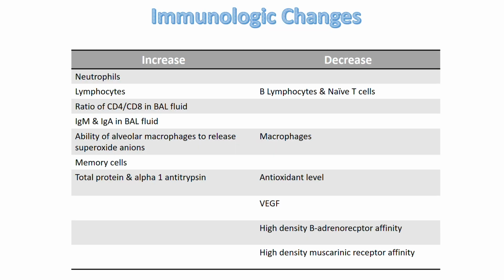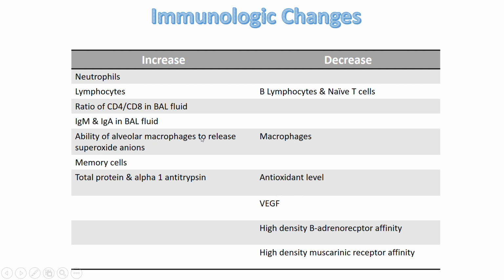What about the immunological changes? The neutrophils number increases, although their function, which is chemotaxis and migration, decreases evidently. Lymphocytes number increases, although B lymphocytes and naive T cells decrease. The ratio of CD4 to CD8 in the bile fluid increases. IgM and IgA in bile fluid also increase. Ability of alveolar macrophages to release superoxide anions increases, while the total number of macrophages decreases. Memory cells increase. Total protein alpha-1 antitrypsin increases, while the antioxidant level decreases.